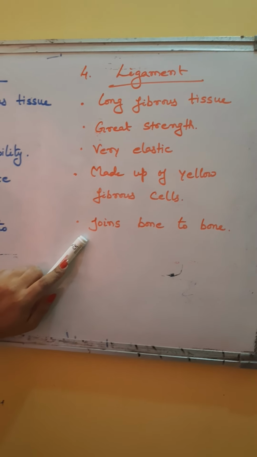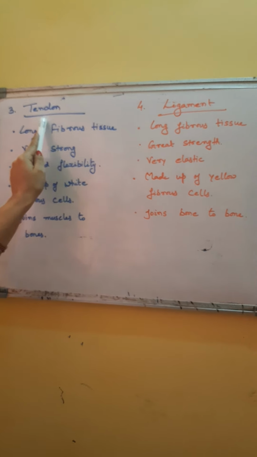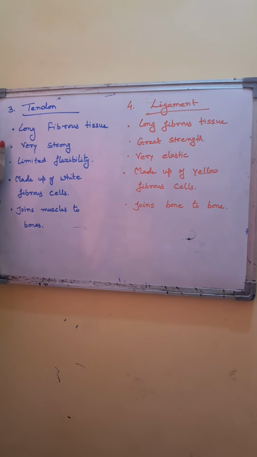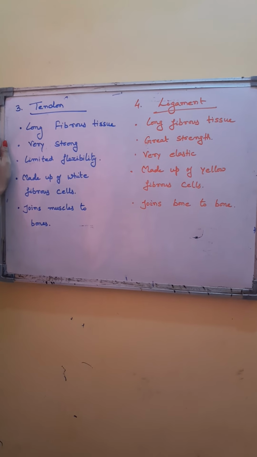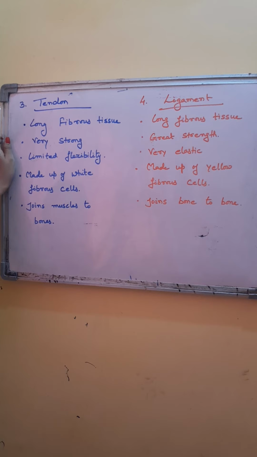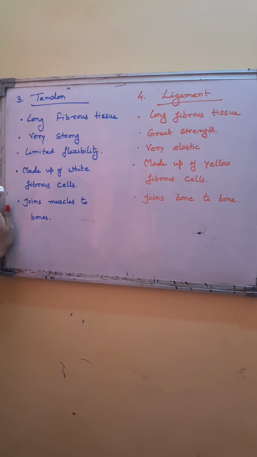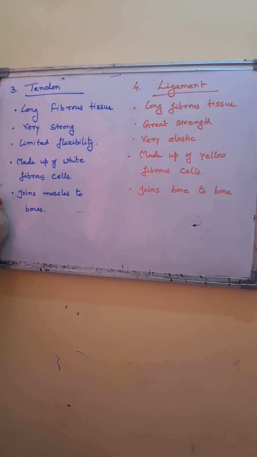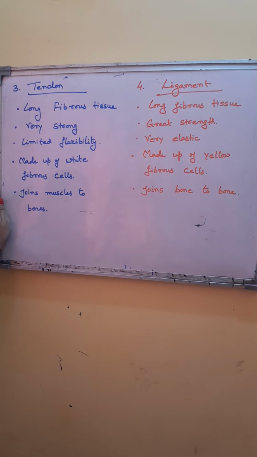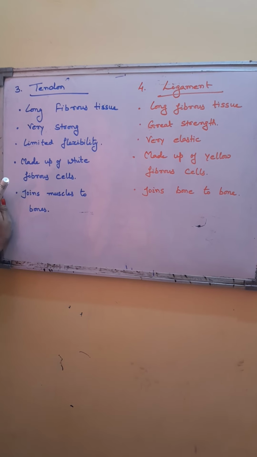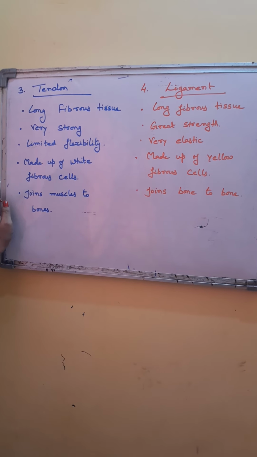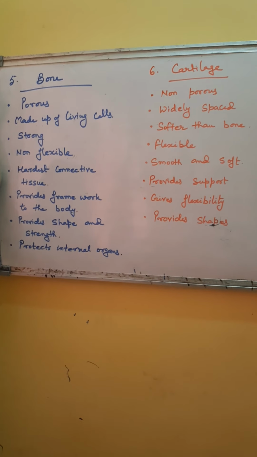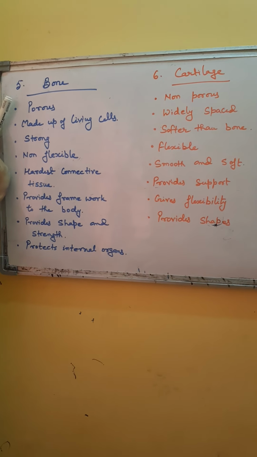So the next two connective tissues are tendon and ligament. Both are thread-like structures. Tendon, being very strong and non-flexible, made up of white cells, joins muscle to bone. On the other hand, ligaments are tissues with great strength and high elasticity, made up of yellow cells, and connect bone to bone. The next connective tissue is bone.